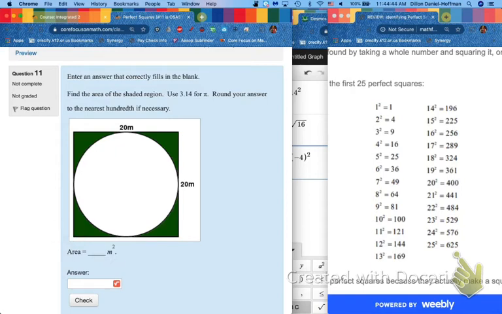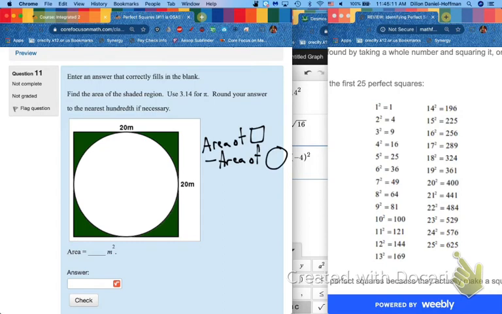It says, enter an answer that correctly fills in the blank. Find the area of the shaded region. Use 3.14 for pi. Round your answer to the nearest hundredth if necessary. Here's what we got going on. We need to find this shaded region. Anytime you need to find a shaded region that's inside one object, like this square, and outside another object, this circle, we need to find the area of the square and subtract the area of what's inside it, the circle. So we find the area of the square minus the area of the circle.